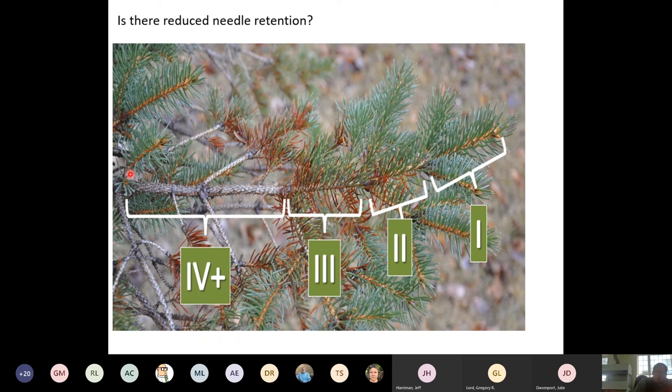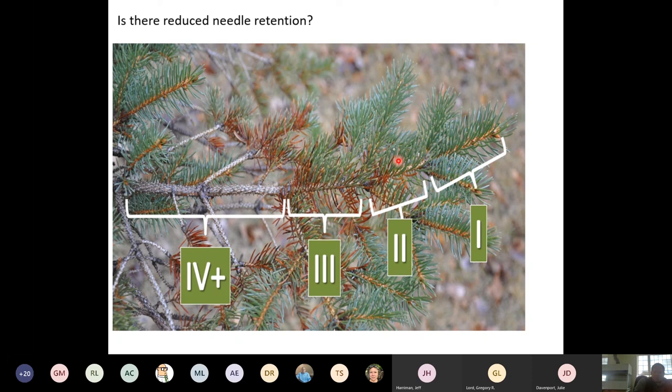And you can see there are no needles on this older growth. The 3 years ago, there's a lot of infected needles that are probably going to fall off pretty soon. Here you have about half the needles infected, but these needles next year are going to look like this, and this growth here is going to look like this next year. So this is an example of reduced needle retention. It's important to know how to look at a tree and understand its annual growth. You can sort of reconstruct what's happening based on this.